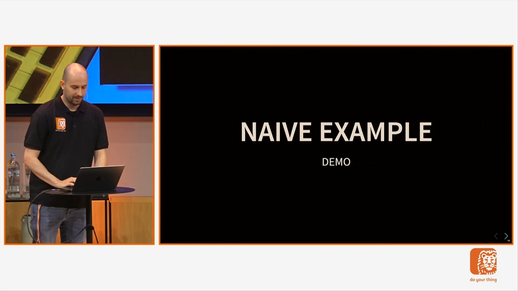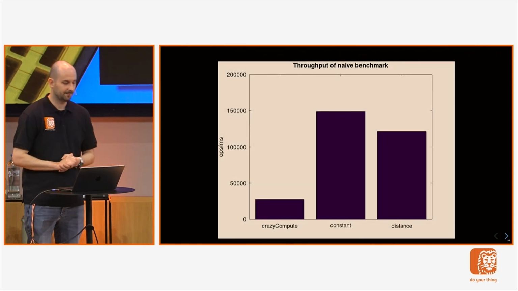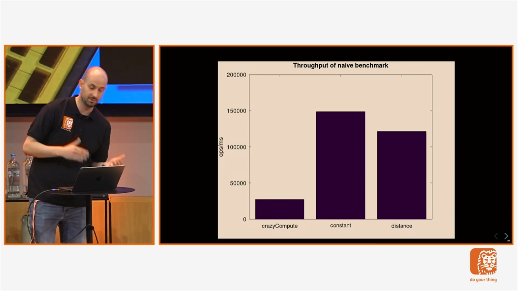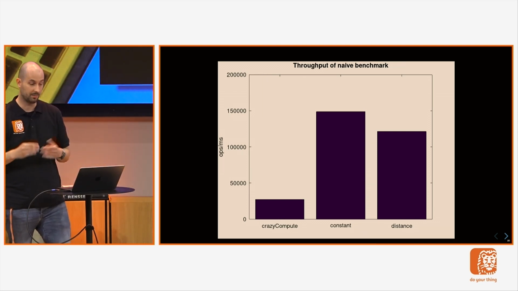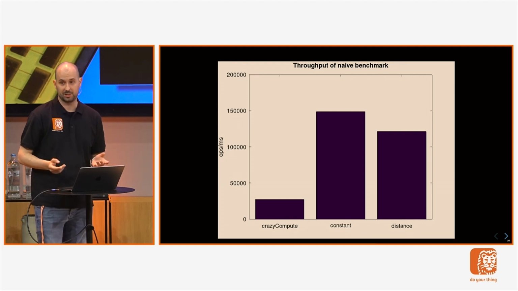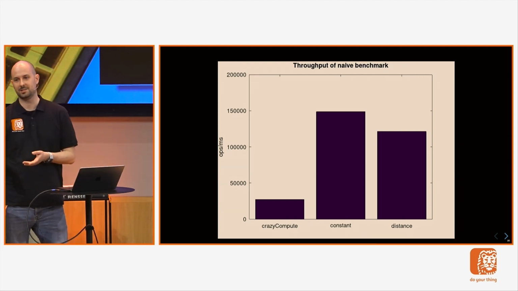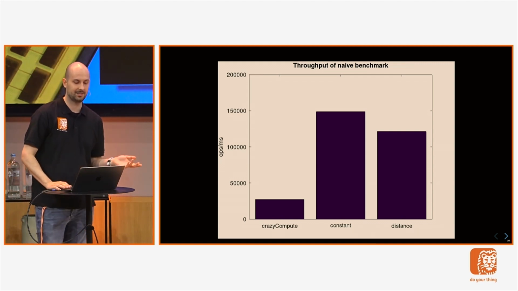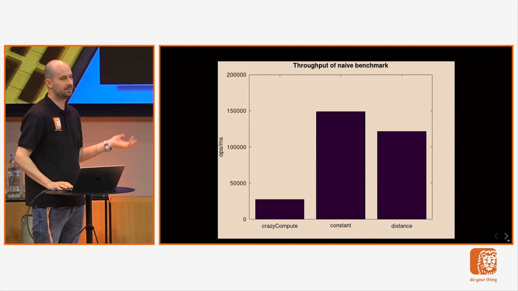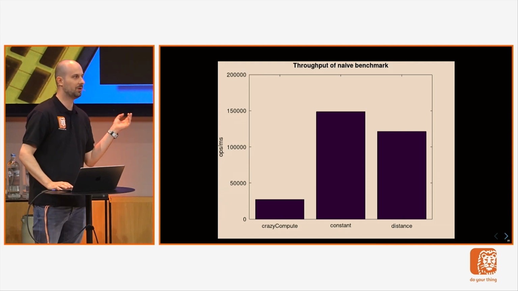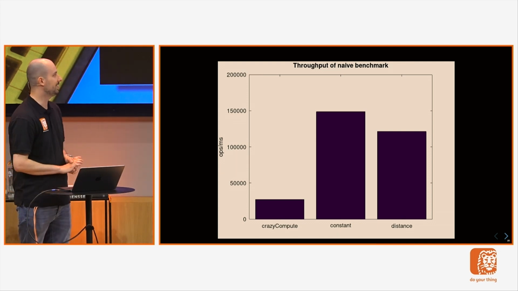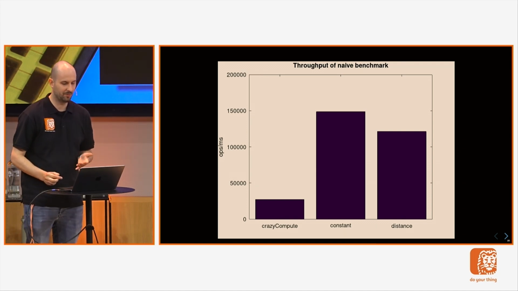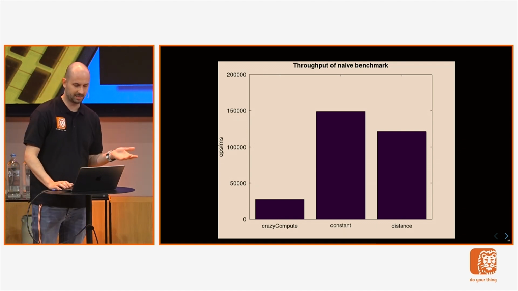Okay, now let's go to the results from this. If I run it, we can see the throughput of this benchmark. Crazy compute has pretty low throughput. Not many operations within a period of time are performed. Then we have constant, which actually has the highest one. Makes sense, right? Because it doesn't do anything, so it can do it as fast as it can. And distance is lower. This is the naive example, and it has almost all the issues that I mentioned before. So it can be optimized, and in general, depending on where you invoke it, the whole metrics can be different.